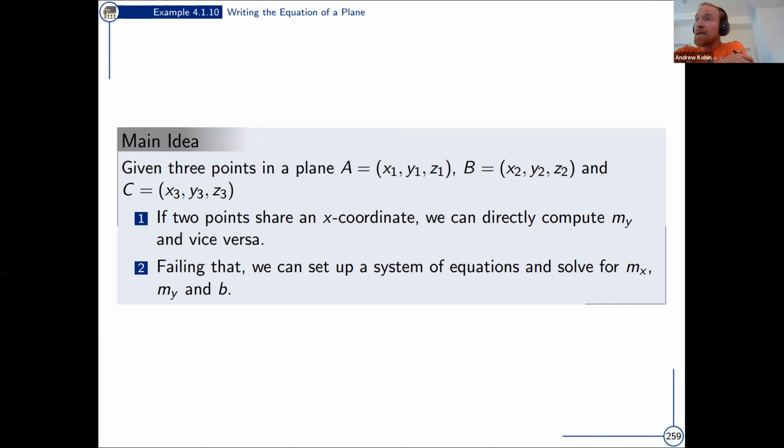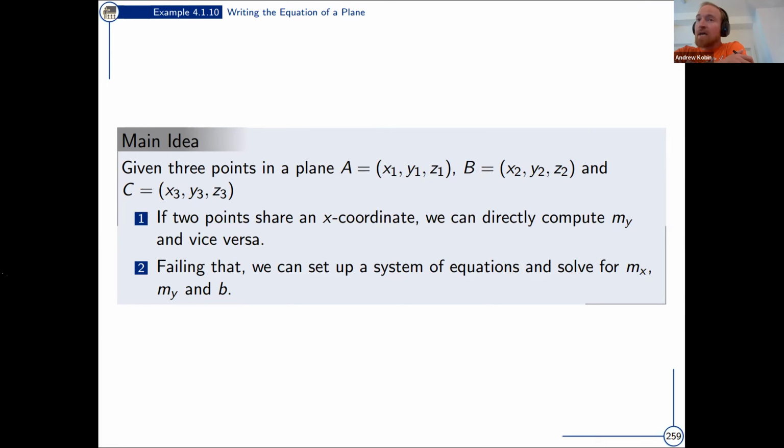And if they do, then the y coordinate will be changing, and we can use the z and y coordinates to find the y slope. And vice versa, if two of the points share a y coordinate, we can use that to compute the x slope, as change in z divided by change in x.